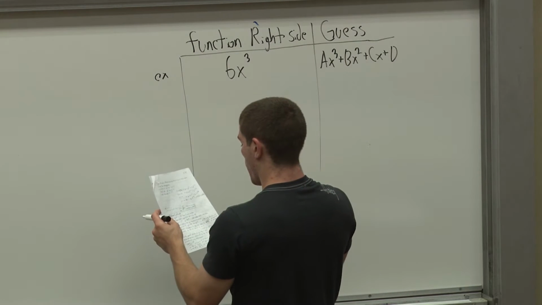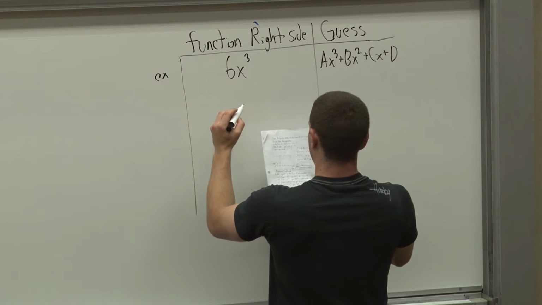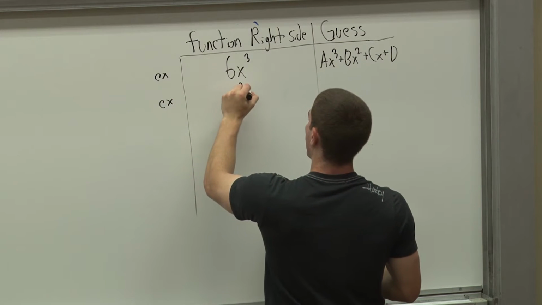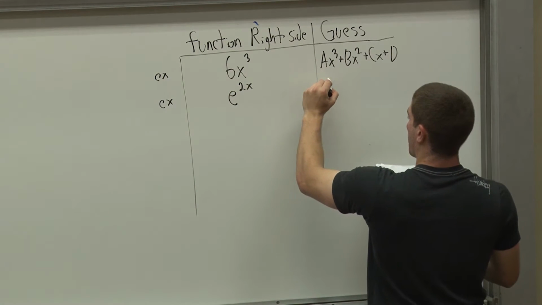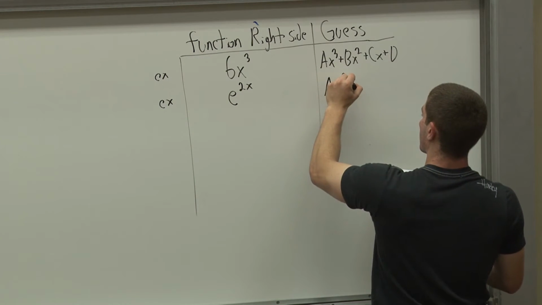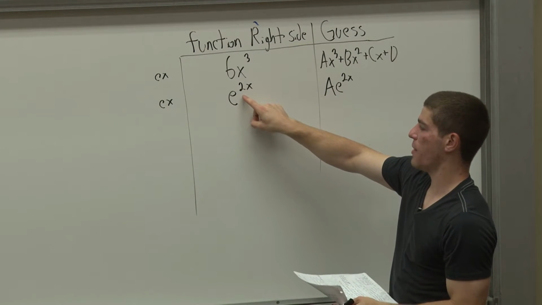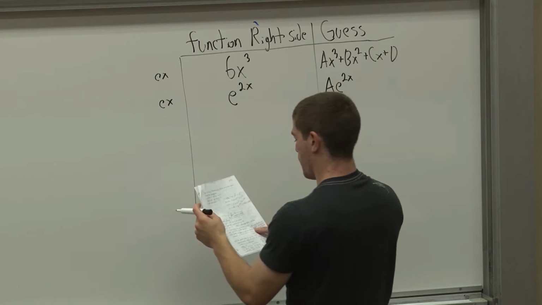Another thing you use it for is e to the x. So if you have, for example, e to the 2x, your answer would therefore be a e to the 2x. That's straightforward. It's going to be a constant times it, and this number stays the same. E to the whatever x stays the same.